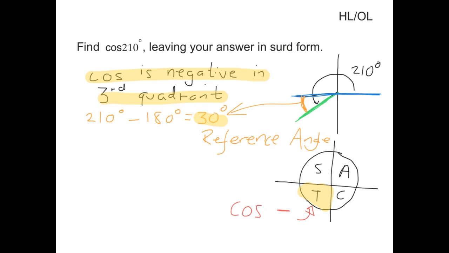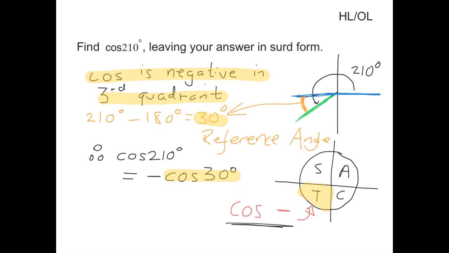So therefore we can say, cosine of 210 degrees is the same as minus, because cosine was negative in our third quadrant, cosine of our reference angle, 30 degrees. And you can use your formulae and tables book to find that cosine of 30 degrees is equal to square root 3 over 2. So we still have our minus, and it's equal to minus square root 3 over 2. And that is the final answer to our question.